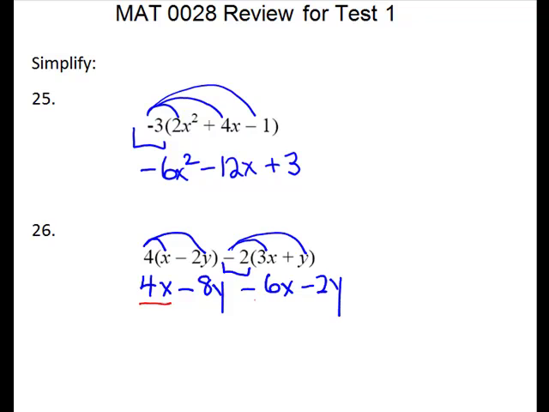So these x terms are alike. They can go together. They are different signs. So we're going to subtract, sign of the larger, keep the variable. And the y terms are alike. They include the sign. They are like signs. So we're going to add and keep the sign. One copy of the variable.